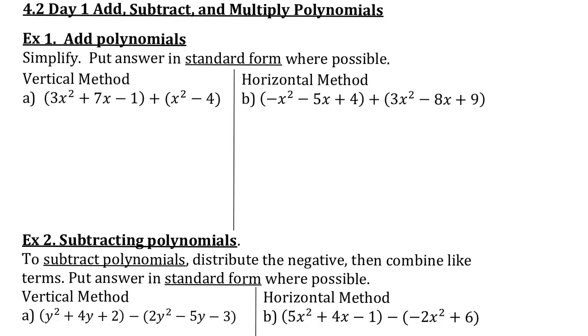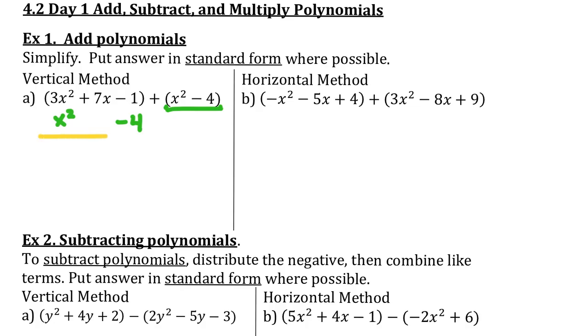Okay, we're going to do two methods just to give you some options. The first one's the vertical method. The vertical method, you line the like terms up vertically. So I'm doing 3x squared plus 7x minus 1. I want to add x squared minus 4. So I'm going to line the x squared and the minus 4 under the like terms of the other polynomial. So the x squared I'm going to put here, minus 4 is going to go here.